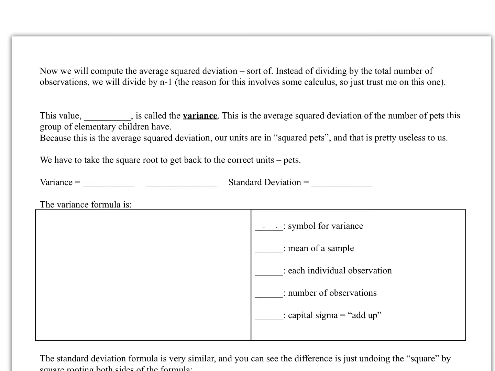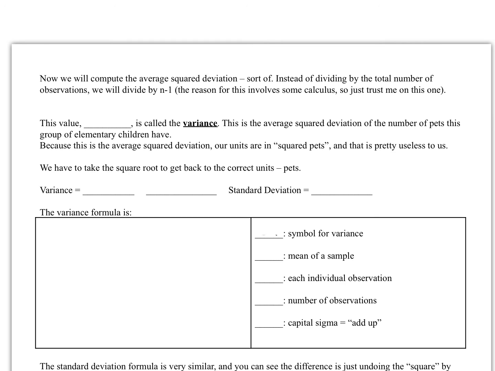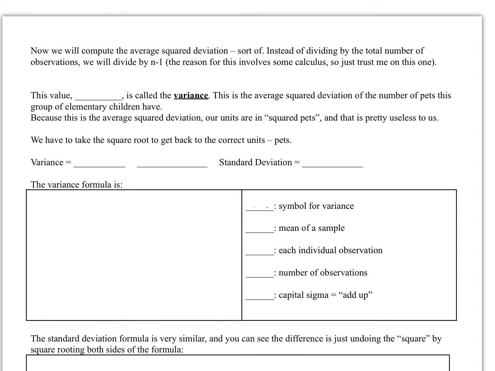The next step is to now compute the average squared deviation. So what we're going to do is find the sum of the squared deviations. I'm going to add all of those numbers together, and we're going to get 52. Now, typically, with mean, we divide by n. But with standard deviation, we're actually going to divide by n minus 1.